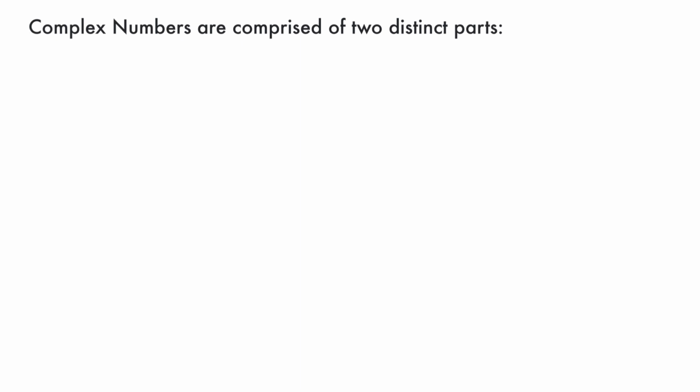So what is a complex number? A complex number is two distinct pieces. You can write a complex number the following way. It is a + bi. This is a complex number. This is all the complex numbers. It is made up of two parts. The first part, a, is called the real part.